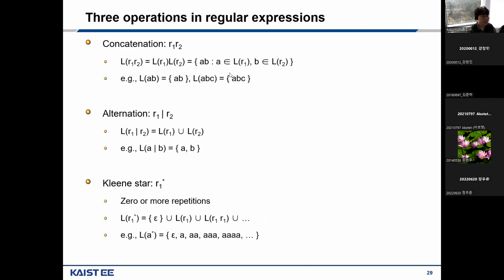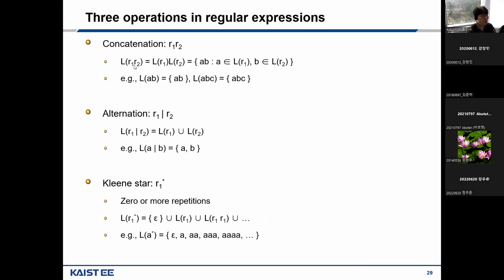And with these symbols, we can define 3 operations. The first one is concatenation, the second one is alternation, and the third one is Kleene star. Concatenation is represented like this: we have one regular expression, a second regular expression, and we just put them together.